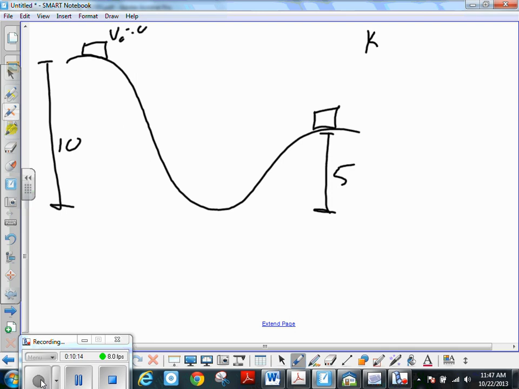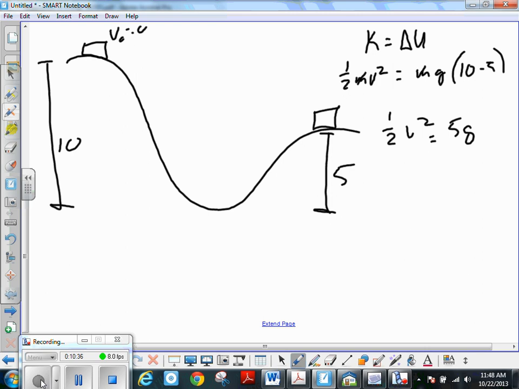Well, your kinetic energy is going to be equal to your change of potential. So 1/2 mv squared equals mg, and then the h is not 10 or 5, but it's 10 minus 5. So I guess it is 5. You cancel out your m's, and you get 1/2 v squared equals 5g. And so my v then is going to be the square root of 10g, or my velocity is going to be 10 meters per second.